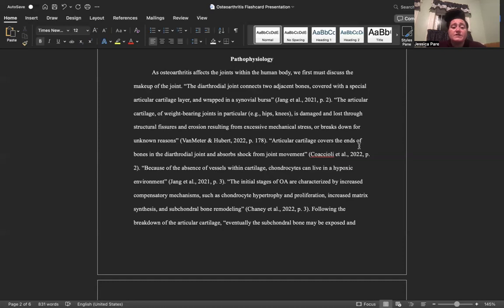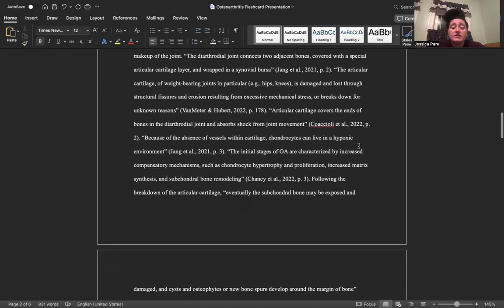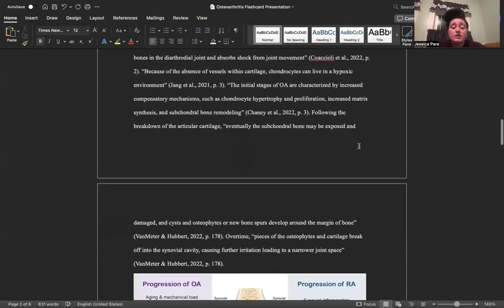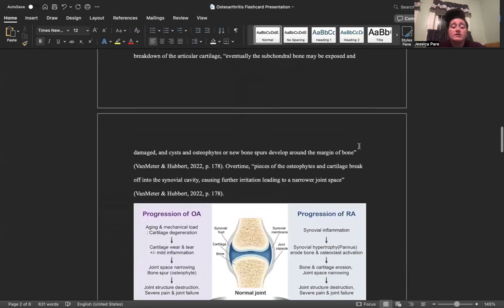Because of the absence of vessels within cartilage, chondrocytes can live in a hypoxic environment. Now, these chondrocytes are important because the initial stages of OA are characterized by increased compensatory mechanisms, such as chondrocyte hypertrophy and proliferation, increased matrix synthesis, and subchondral bone remodeling. Following the breakdown of the articular cartilage, eventually the subchondral bone may be exposed and damaged, and cysts and osteophytes or new bone spurs develop around the margin of the bone.